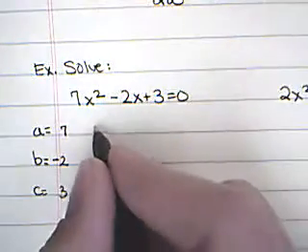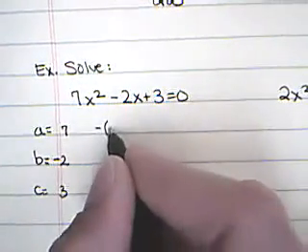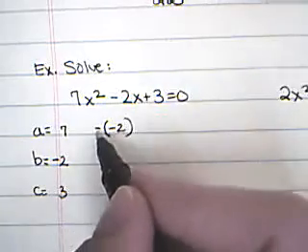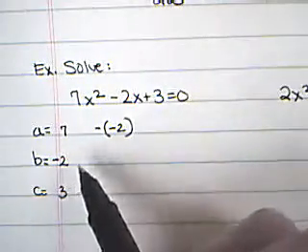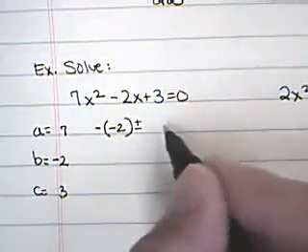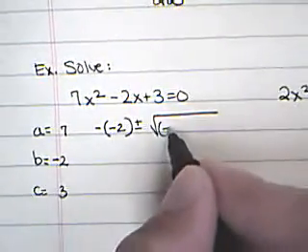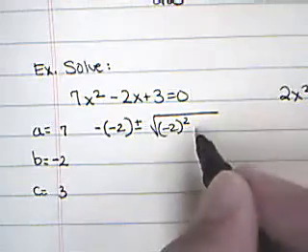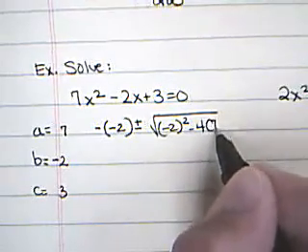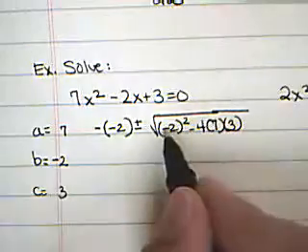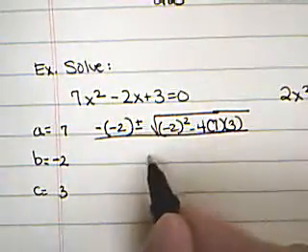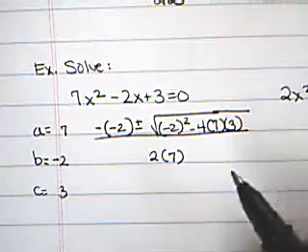So then we would substitute in our formula. We would have negative b, and that first negative sign is because of the formula, and then the second one is because of the number, plus or minus the square root of b squared, and put that in parentheses, minus 4 times a times c. And this is all divided by 2 times a, which in this case would be 2 times 7.